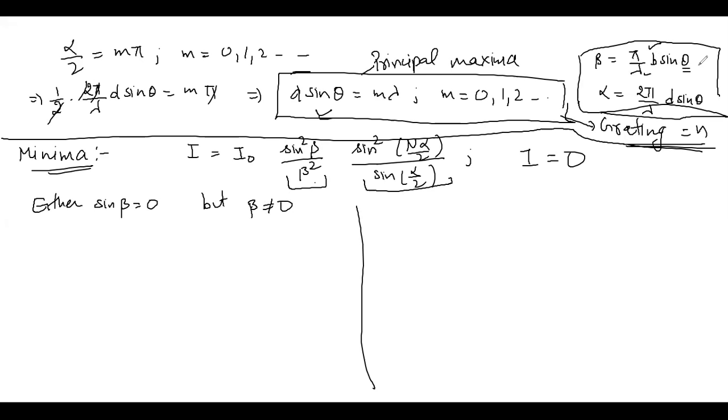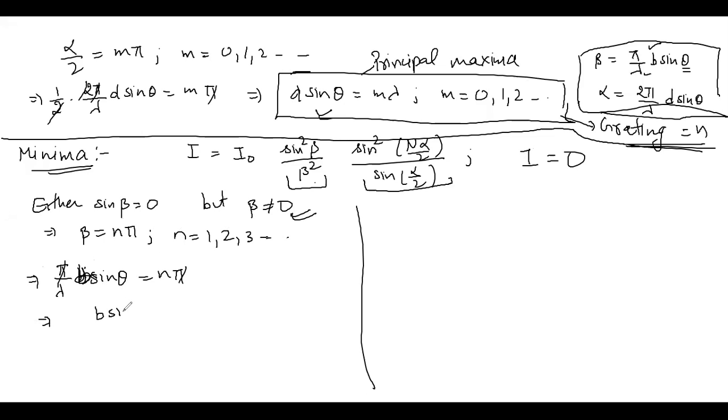If your sine beta is equal to 0, that means beta is equal to n pi, where n can take values from 1 onwards. n cannot be 0, because if n is 0 then beta is 0, which we are excluding. If beta is equal to n pi, plug in the value of beta here: pi over lambda b sine theta is equal to n pi. The pi cancels, which means that b sine theta is equal to n lambda, n is equal to 1, 2, 3 and so on.